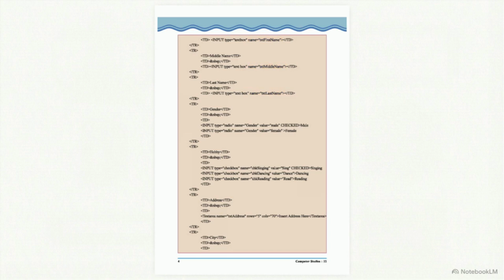Next, we collect the user's gender. We use 2 radio buttons that share the exact same name attribute, gender, so they work together as a single choice. Adding the checked attribute to the first option tells the browser to pre-select male as the default state when the page loads. We follow that with 3 checkboxes for hobbies, allowing the user to check as many as they want. Finally, we implement a text area spanning 5 rows and 70 columns to give the user plenty of room to type out their full physical address.